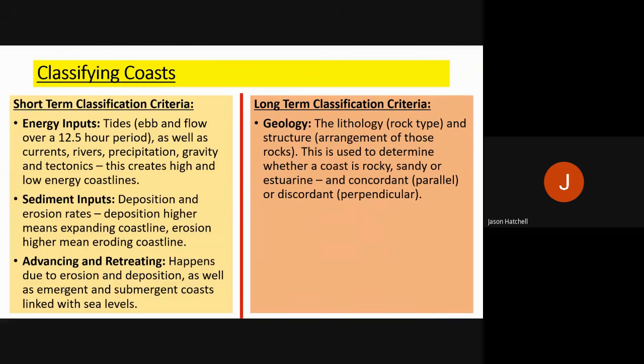So the actual lithology at a coastline will determine if it's hard rock, for example, that it's probably a rocky coastline, or if it's softer rock, it's probably a sandy coastline, or if there's a river, it'll be estuarine. And we've also got to consider concordant coastlines and discordant coastlines. So concordant coastlines are where the rock runs parallel to the sea, and discordant coastlines are where the rock is perpendicular in bands to the sea.